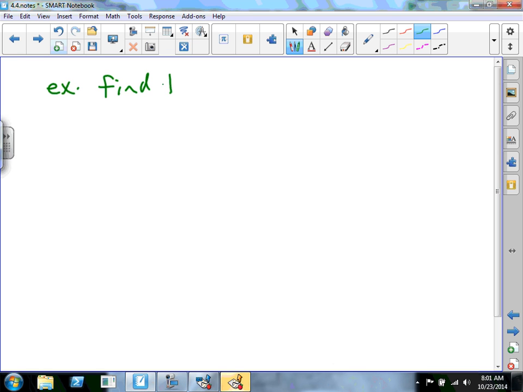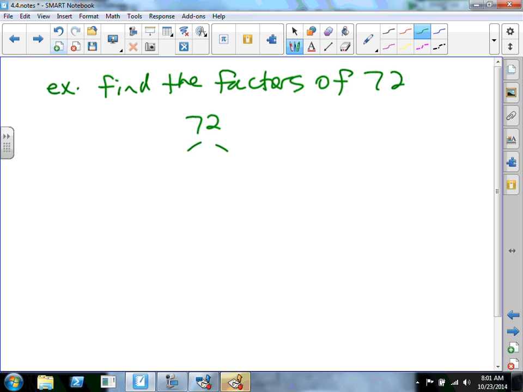Find the factors of 72. A minute ago we found the prime factors, but if we're asked to find the factors, this is a little bit different. This is where we find all the factors. And factors, if you don't know, are integer pairs whose product is the number.